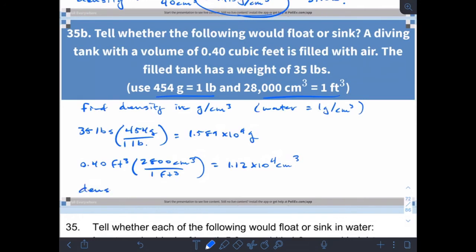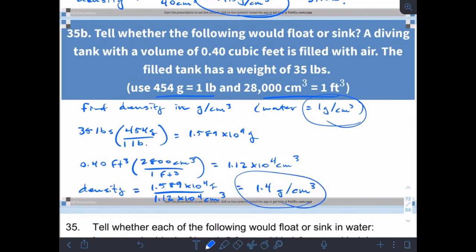So our density is mass divided by volume. So I'm going to say 1.589 times 10 to the 4 grams, and we're running out of room here, over 1.12 times 10 to the 4 cubic centimeters for our volume. Our density comes out to be 1.4 grams per cubic centimeter. Now remember, water is 1 gram per cubic centimeter, and our object is 1.4. So it's going to sink.